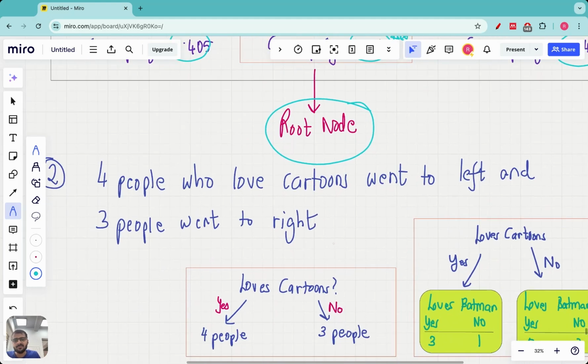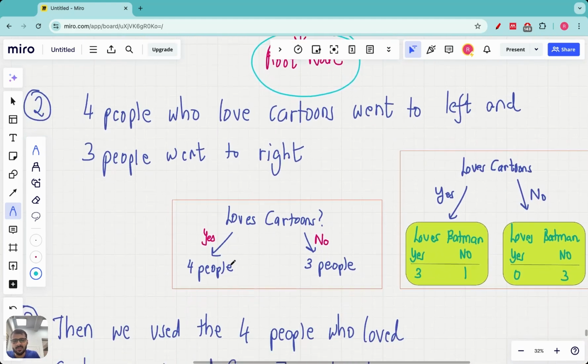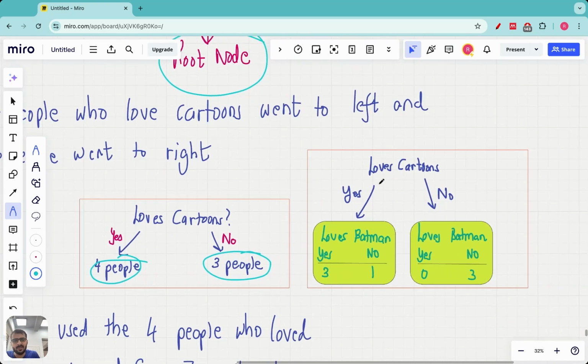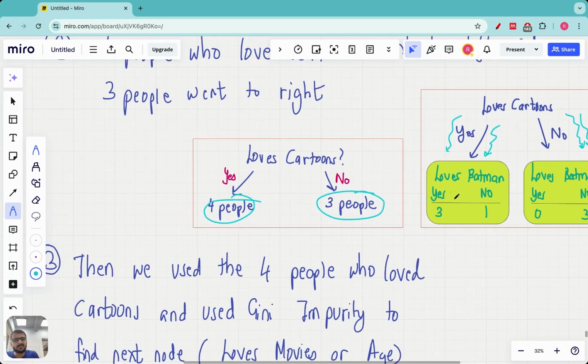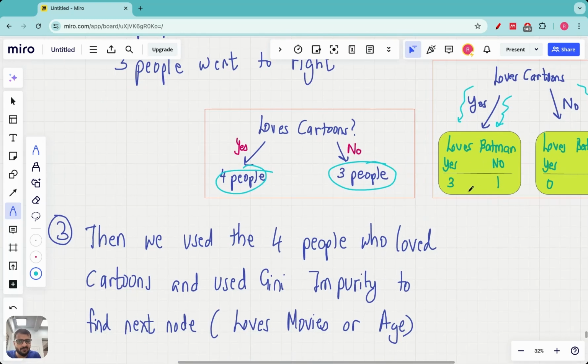The second step was, once we selected loves cartoons as the root node, 4 people went to the left and 3 people went to the right. So 4 people went to the yes, they do love cartoons, and 3 people went to no, they do not love cartoons. Now in the no branch we got a pure leaf already, so we stopped splitting the decision tree on the no branch. But then we looked at the yes branch further, because this is an impure leaf.